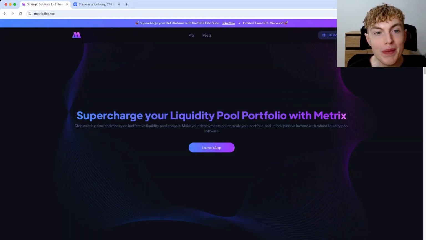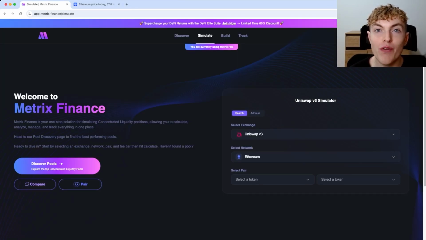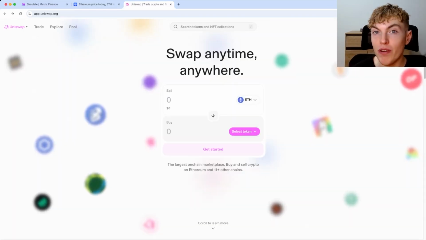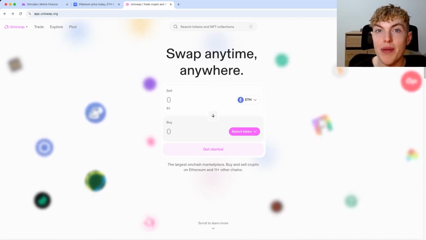Now we're of course going to be using Metrics Finance. Now if you don't know, Metrics Finance is the best software for liquidity providers, and if you aren't familiar with providing liquidity or how to make money with liquidity mining, let me quickly break it down for you.